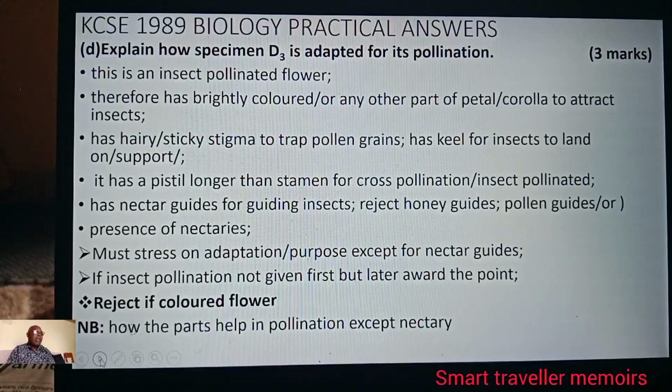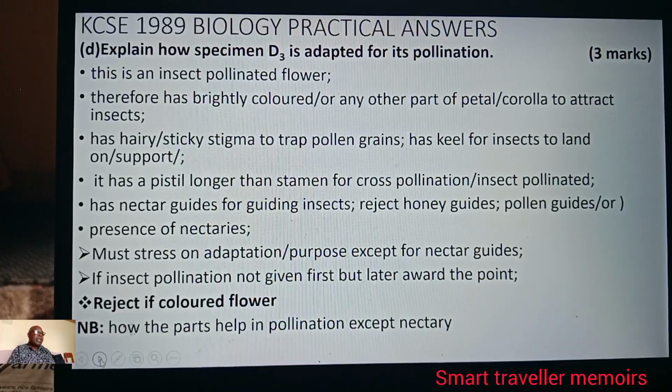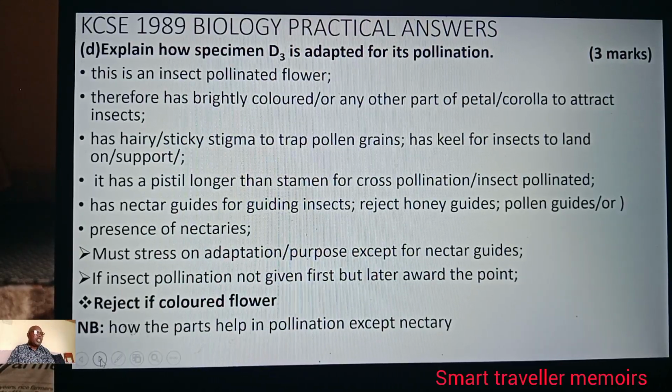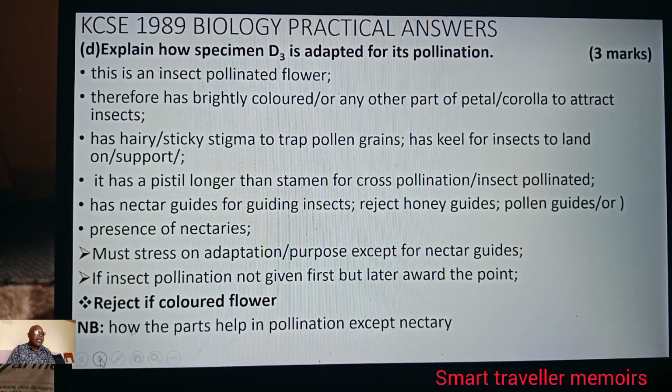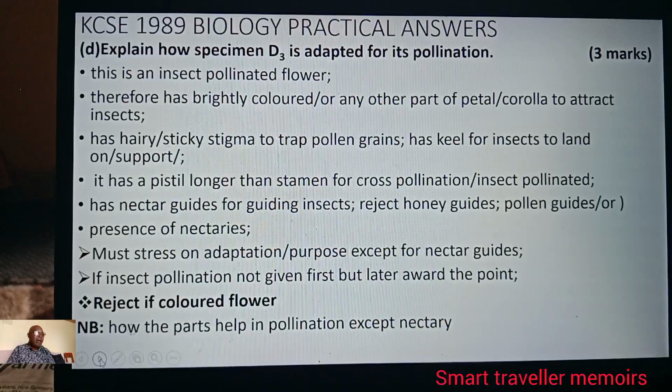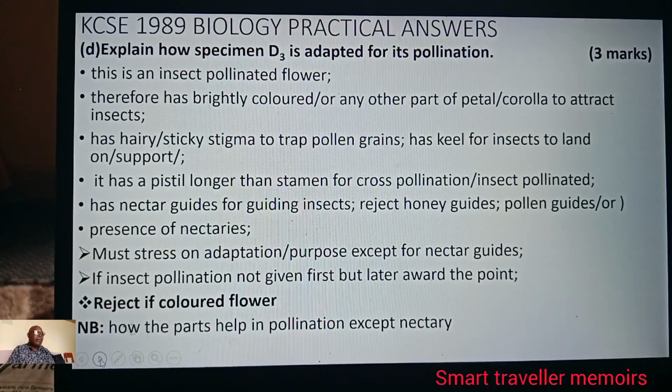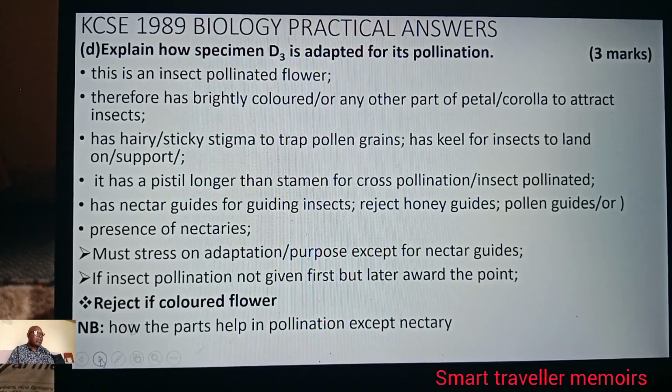D. Explain how specimen D3 is adapted for its pollination. You're having 3 marks. So, this is an insect-pollinated flower. Therefore, has brightly colored petals, or you can say any other part of petal or corolla, to attract insects.